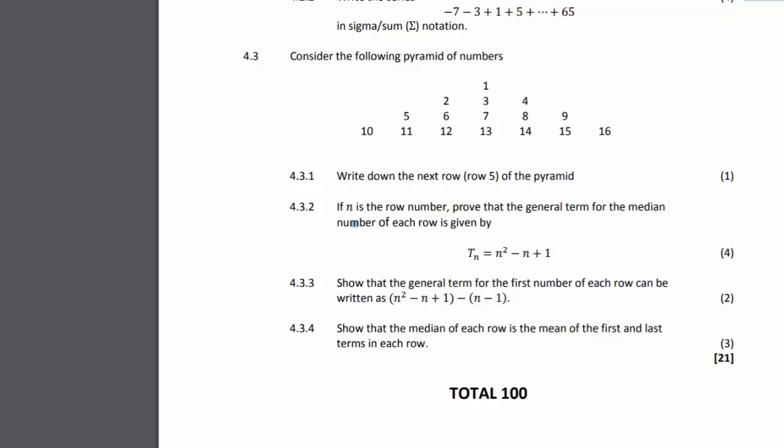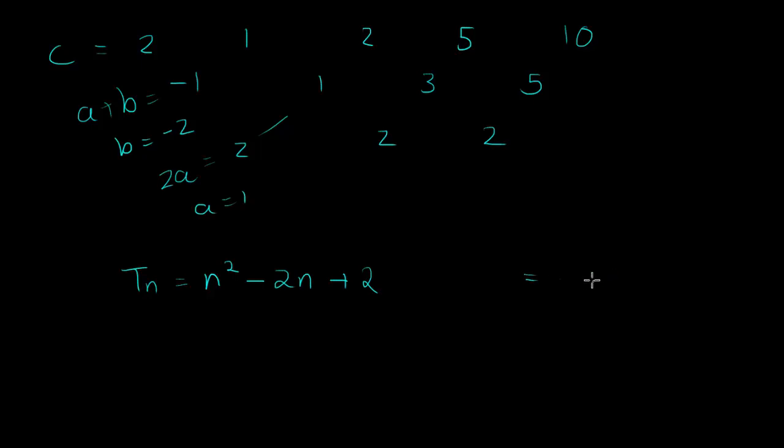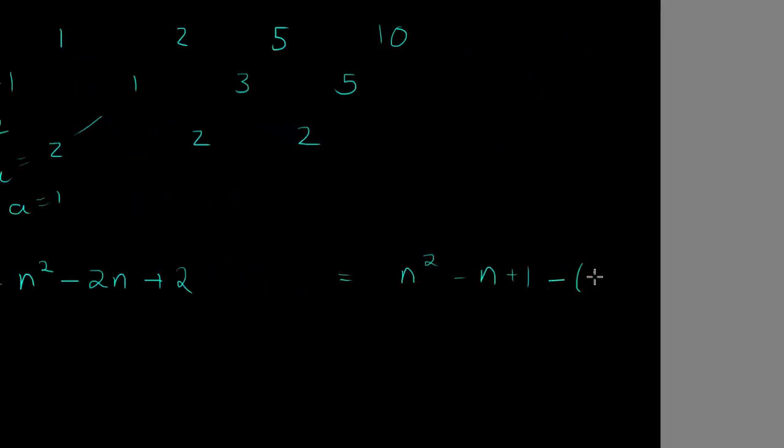And now I must just show that this is equal to that. And that's very easy, really. I can just simplify that. So on the left-hand side, I have that. On the right-hand side, I had n squared minus n plus 1 minus n minus 1. Well, I don't know if it's equal yet to that side. But n squared minus n minus n is minus 2n, plus 1 minus 1 is plus 1, so it's plus 2.